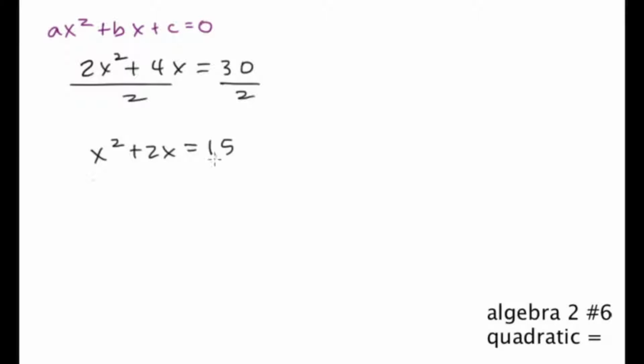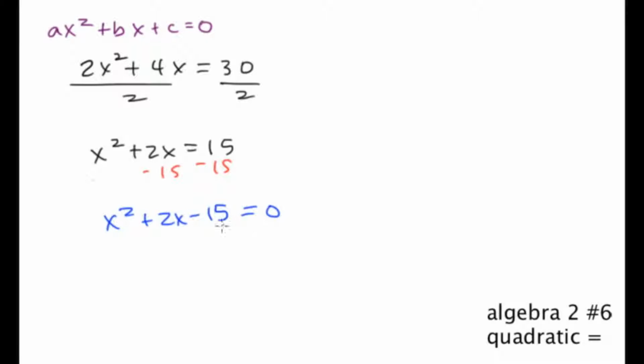2x squared plus 4x is equal to 30. My first instinct here, just divide everything by 2. I could do that. Maybe I will. Let's just divide everything by 2. So we're dividing this by 2, we're dividing this by 2. So we get x squared plus 2x is equal to 15. Why the heck not, right? So let's subtract 15 on both sides here. Subtract 15, equal to 0.